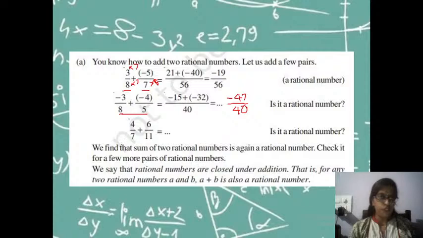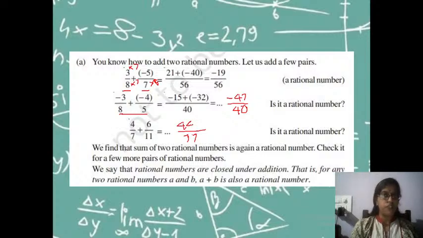So now coming to 4 by 7 and 6 by 11. This you can do directly. So we'll be getting here 77, and here 7 into 11 is 77. Then 4 into 11 is 44. Plus here doing the plus sign. So 11 into 7. 6 sevens are how much? You'll be getting 42, right?